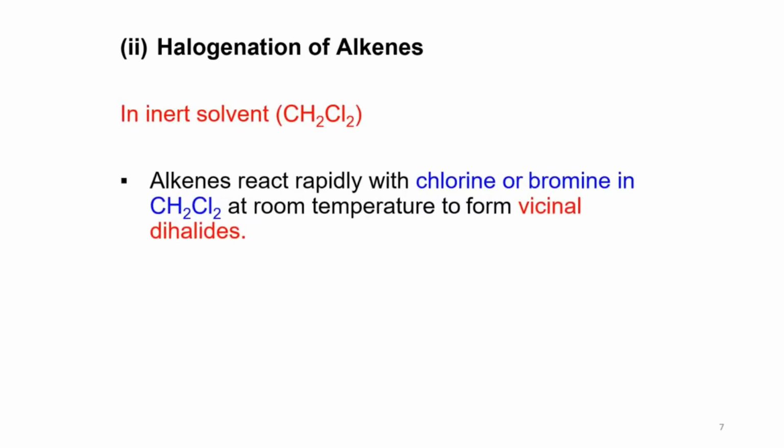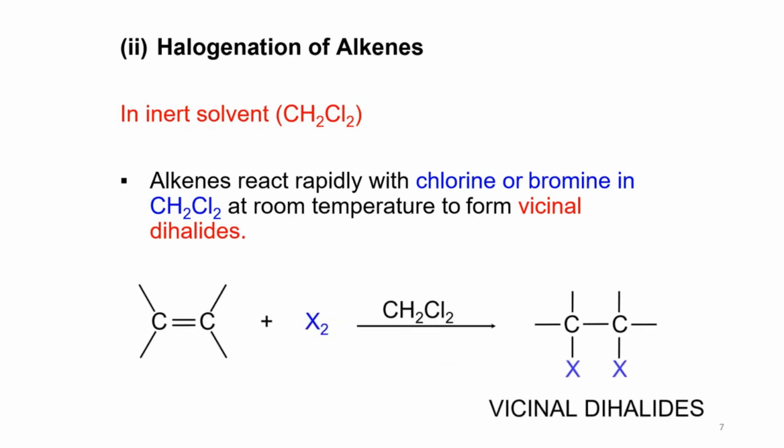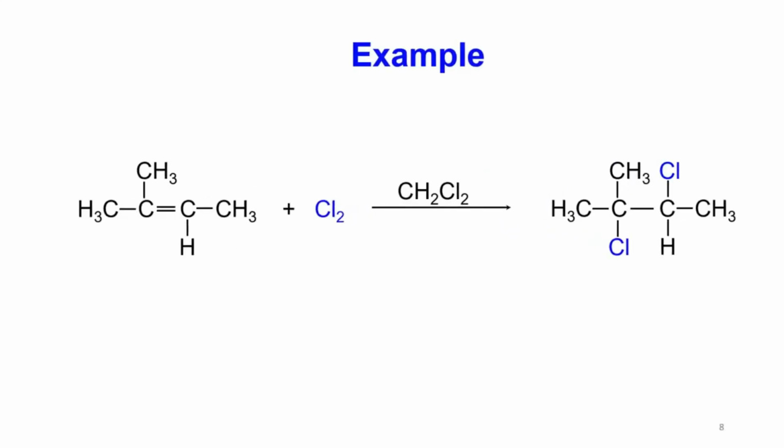Second, halogenation of alkenes in inert solvent. Alkenes react rapidly with chlorine or bromine in CH2Cl2 at room temperature to form vicinal dihalides. Here the general equation. The double bond will break up. The halogen will bond to the carbons. For example, here we have 2-methylbutene. The double bond will break up and the chlorine will bond to the carbons.